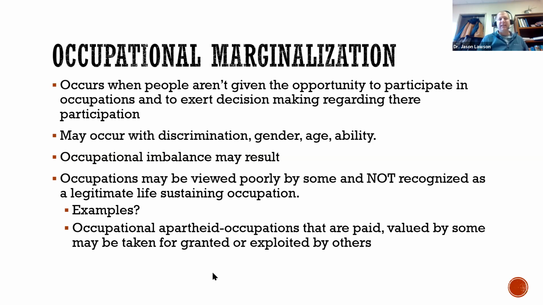An example of marginalization could be occupational apartheid, where occupations are still paid and maybe valued by some, but completely taken for granted or exploited by others. Okay, and I think of those illegal sweatshops, right, where they're hiring young children to do their sewing and all of those things, right, where they're paid, but maybe 10 cents a day, and they may be valued within their own culture, within their family, because they're making some income, but they're completely being exploited, right, just for the work that they're doing. And so that can be a pretty big issue.